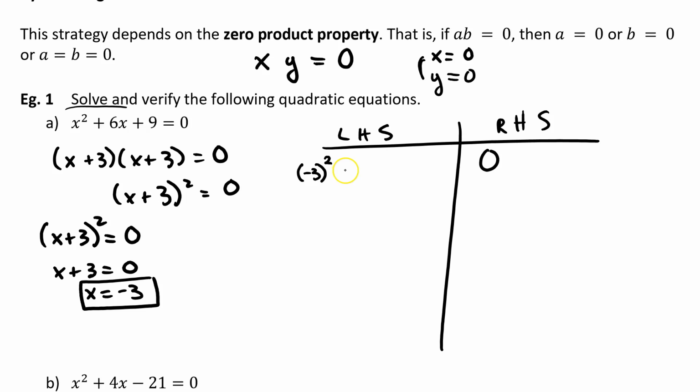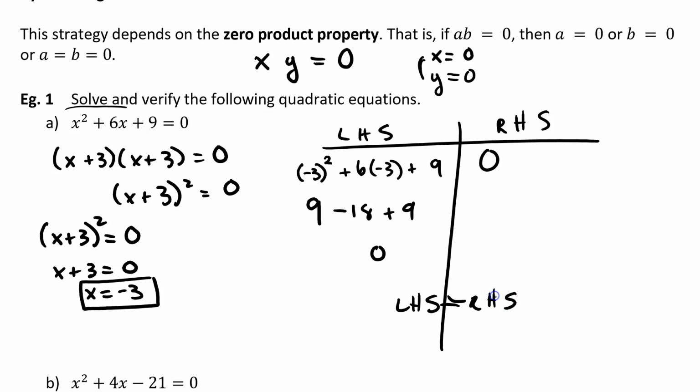So negative 3 squared plus 6 times negative 3 plus 9. So there's BEDMAS practice, or order of operations practice, embedded right in there. So negative 3 squared is going to be positive 9. 6 times negative 3 is negative 18. And plus 9. 9 minus 18 is negative 9, plus 9 is 0. Woohoo! Left-hand side equals right-hand side. And we have verified.